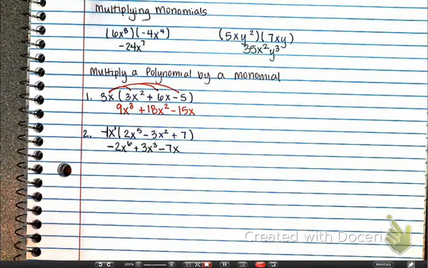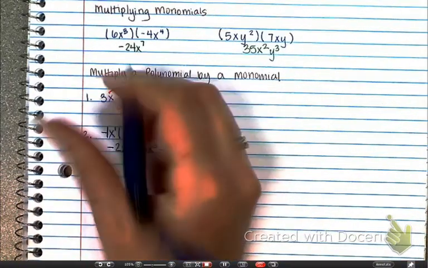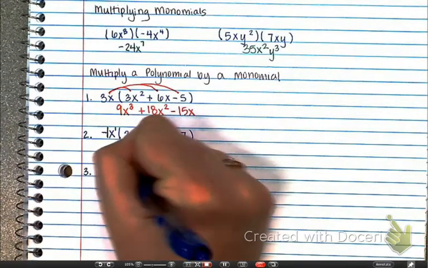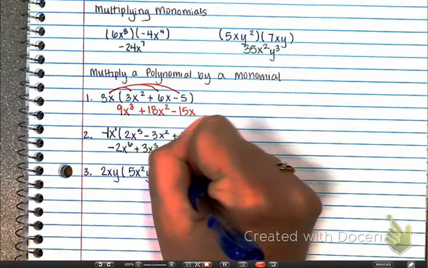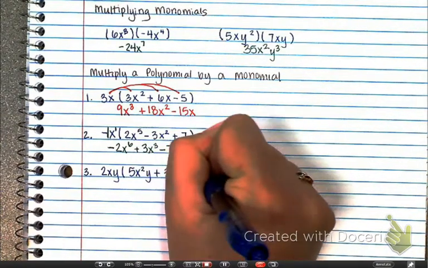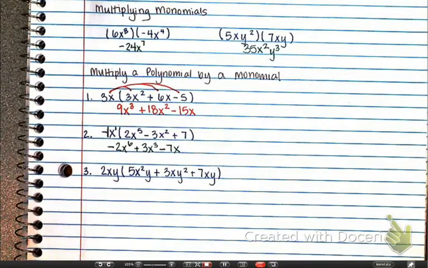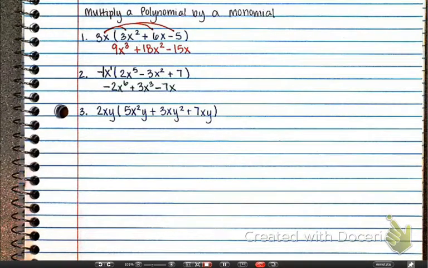All right, so let's throw in a y. Let's do x's and y's. Okay? We can do it. We're going to do it together. Okay, so 2xy times 5x squared y plus 3xy squared plus 7xy.